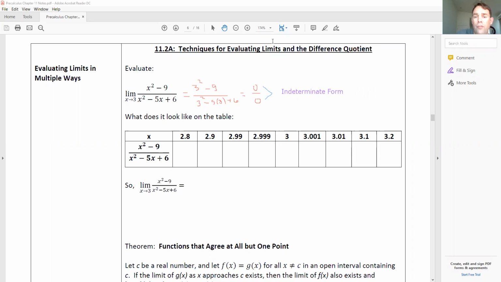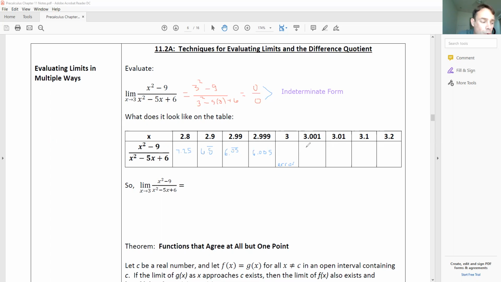So if I were to plug these values in, I plug 2.8 in for x, I would have got 7.25. So maybe using a table might help me out a little bit here to figure out what this value might be. If I plug 2.9 in there, I get 6.5556, 6.5 repeating. When I plug 2.99 in, I get 6.0505 repeating. 2.999, I get 6.005. And 3, we already saw that was 0/0, and if you plug that into your calculator, it's going to give you the word error.